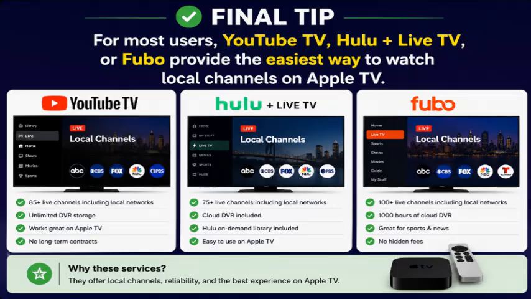This is the final tip for most users. YouTube TV, Hulu plus Live TV or Fubo provide the easiest way to watch local channels on Apple TV. If you want to avoid monthly fees, pairing an HD antenna with a network TV tuner gives you free access to local broadcasting in supported areas.